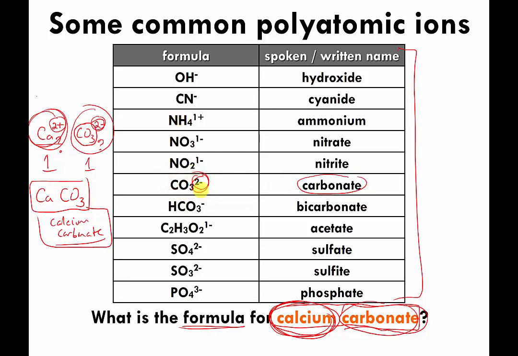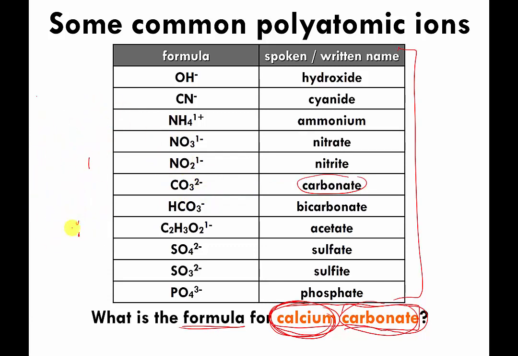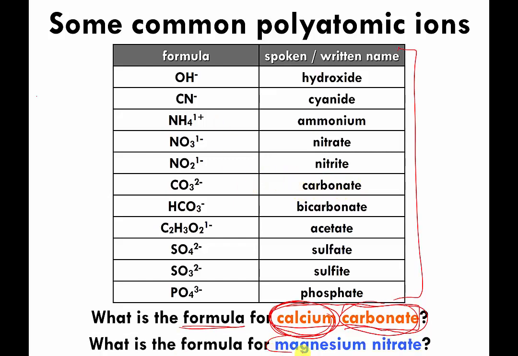And that's it. That's pretty much all you need to do. I'll show you a more complicated example, but the principle is always going to be the same. Next question is, what's the formula for magnesium nitrate? If you remember, and you can look this up in the periodic table, magnesium is also in the second column, which means it's in group 2, which means that the magnesium ion has an electrical charge of +2.